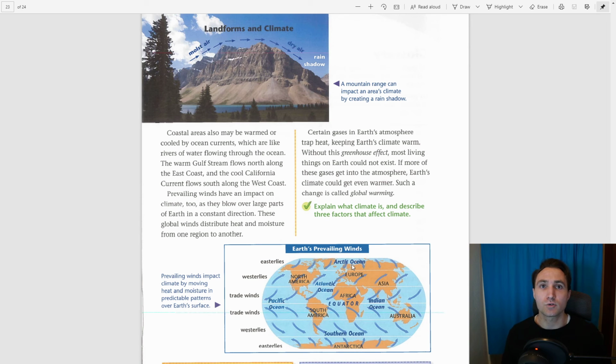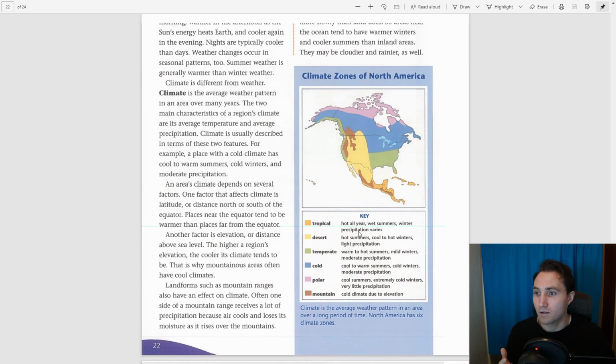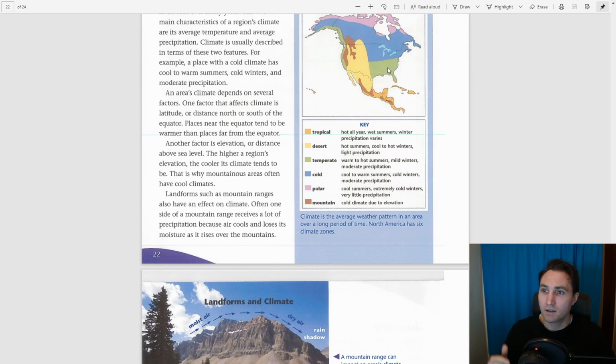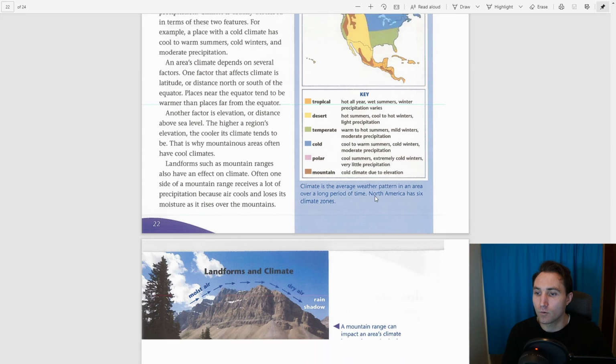But if we were going to, let's say, north, we'd have maybe that cold, right? We're up here in the north, that cold: cool to warm summers, so not very hot, and then cold winters with moderate precipitation, so a little bit more than we got here.